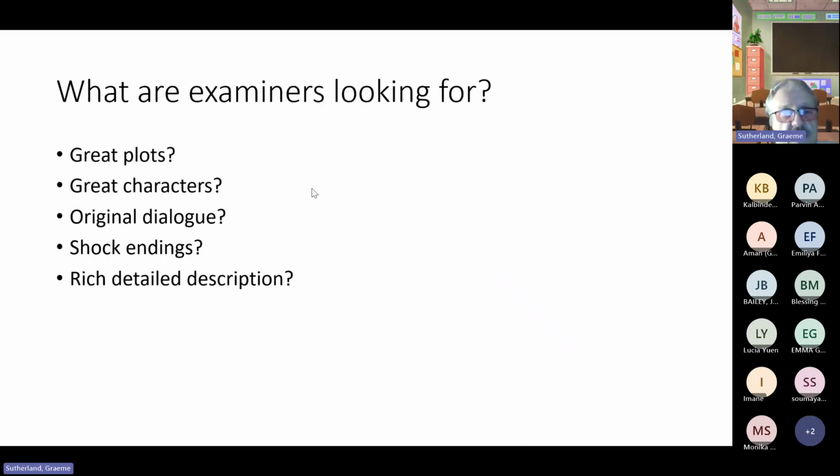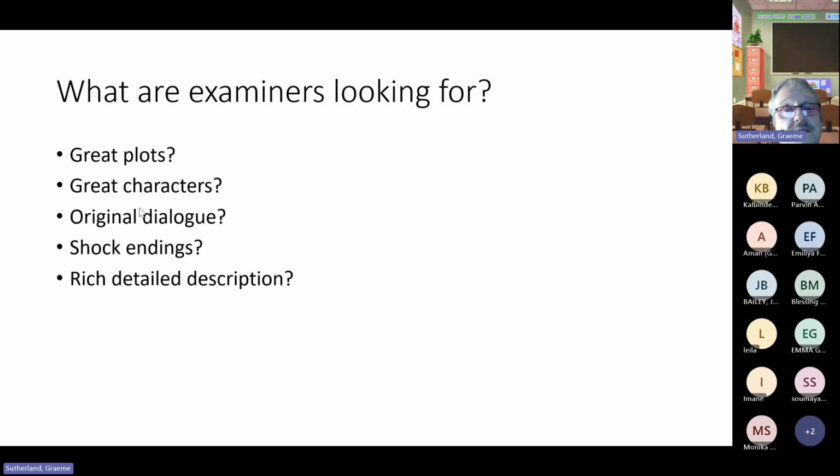What are the examiners looking for? Now, do you think they're looking for great plots, lots of action? Are they looking for great characters? Are they looking for original dialogue, lots of conversation? Are they looking for shock endings? Or are they looking for rich, detailed description? I'm thinking here particularly, go on. Rich, detailed description. That's what they're looking for.